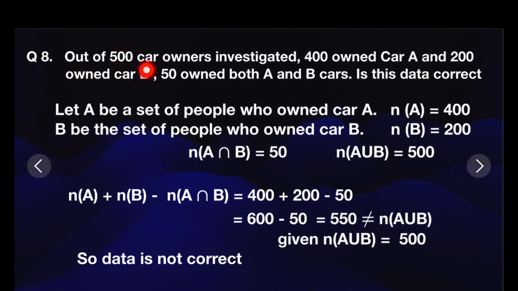Question 8. Out of 500 car owners investigated, 400 owned car A, 200 owned B, 50 owned both A and B. Is this data correct? Let us check it out. So n(A) is 400, n(B) is 200, intersection of both is 50. Given this data, what will be n(A union B)? If you do the equation, you will get 550. Then the answer should be 550. But what are they saying in the sum? That there are a total of 500 cars. This is not correct. So this data is not correct.